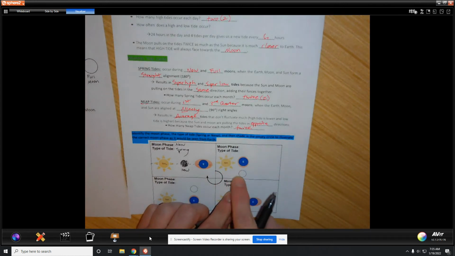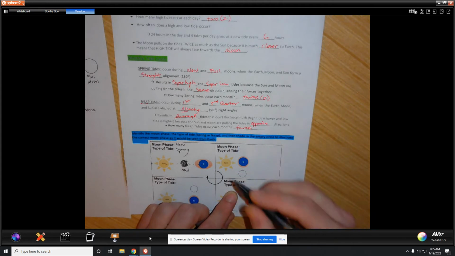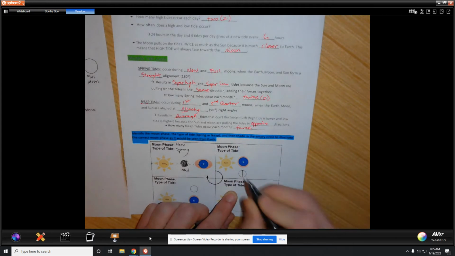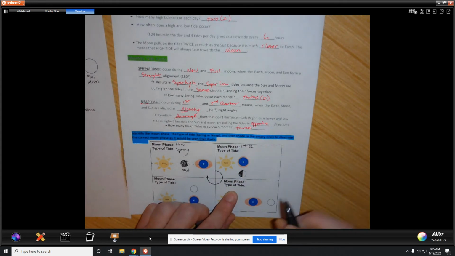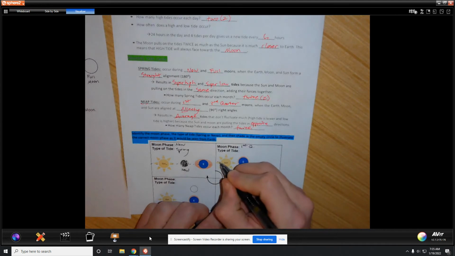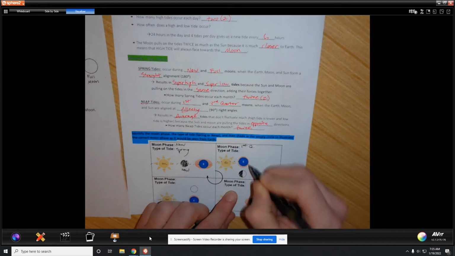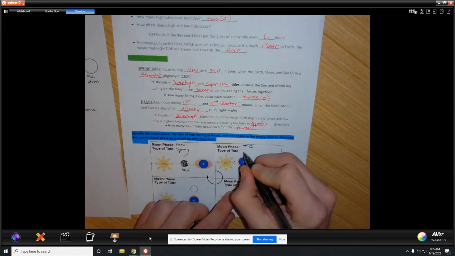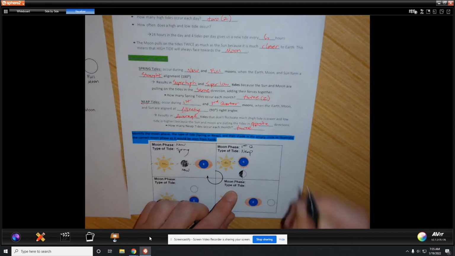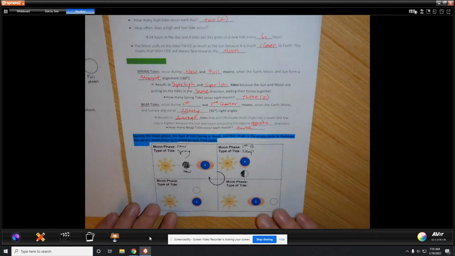So going counterclockwise, this would be our first quarter moon. So we can go ahead and shade in the left-hand side. This is going to be the first quarter. Just going to abbreviate there. And then the type of tide that you're going to see, because this forms a 90-degree alignment between the sun, the earth, and the moon, this is going to give us a neap tide or an average tide.